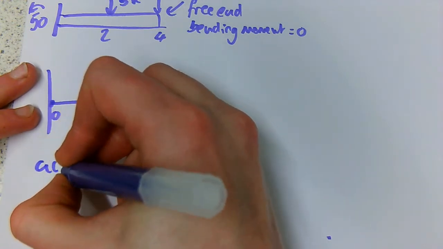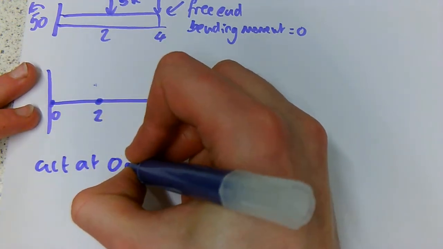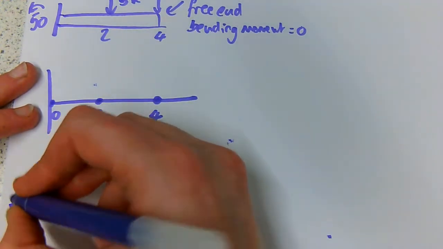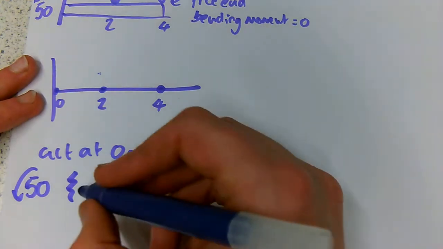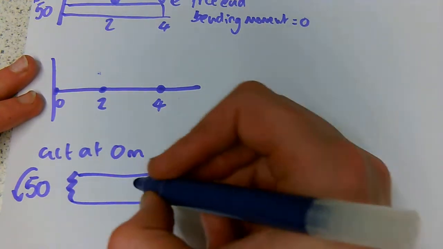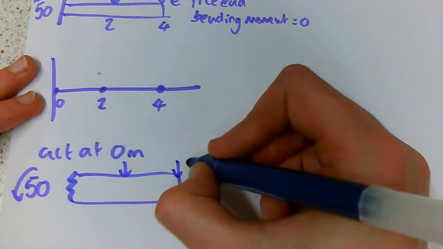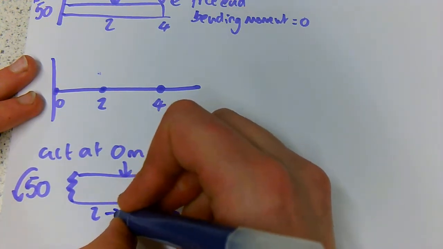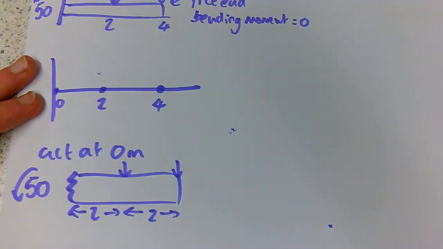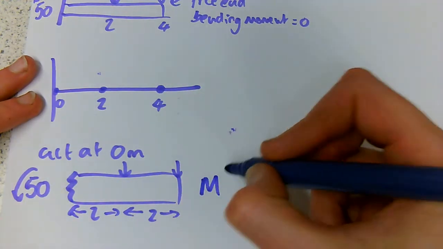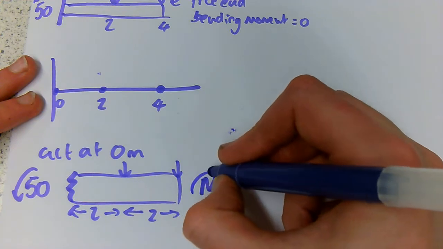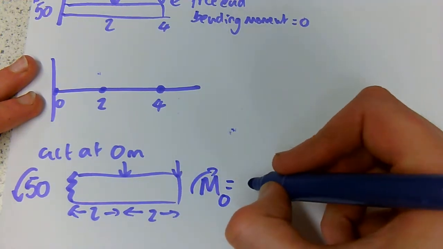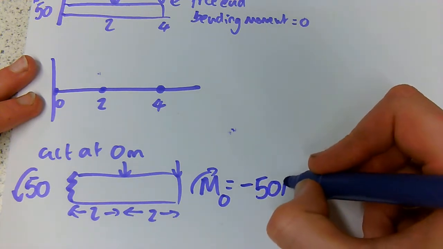So we're going to cut at 0 meters. Cutting our beam at 0 meters, we've got this 50 kilonewton meter reaction moment on one side, and we have the rest on the other. Now you could calculate from this right hand side. However, we can look at either the left hand side or the right hand side. We see that the bending moment at 0 is going to be equal to minus 50 kilonewton meters.